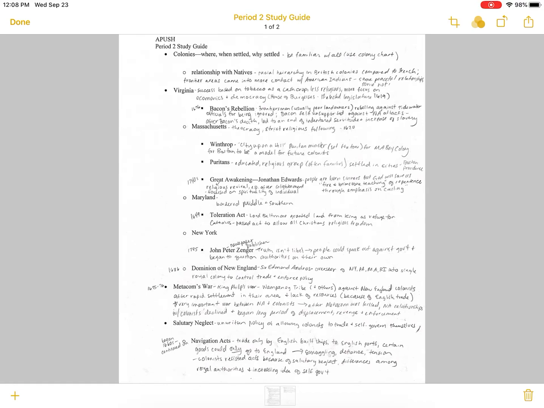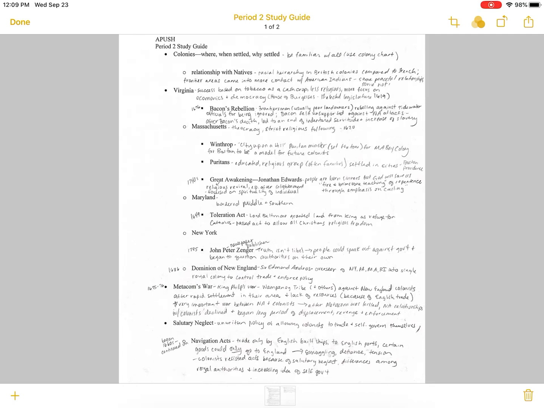In Massachusetts, they had a theocracy. They had strict religious following. Massachusetts Bay Colony is established around 1620. And Winthrop, John Winthrop, City on a Hill. He was a Puritan minister, and he really kind of set the tone for the Massachusetts Bay Colony, for Boston to be the model for future colonists. They were to be the moral high ground, if you will, as the city upon a hill, for all those who were to come. And so they were expected to really live and uphold these strict Puritan laws.